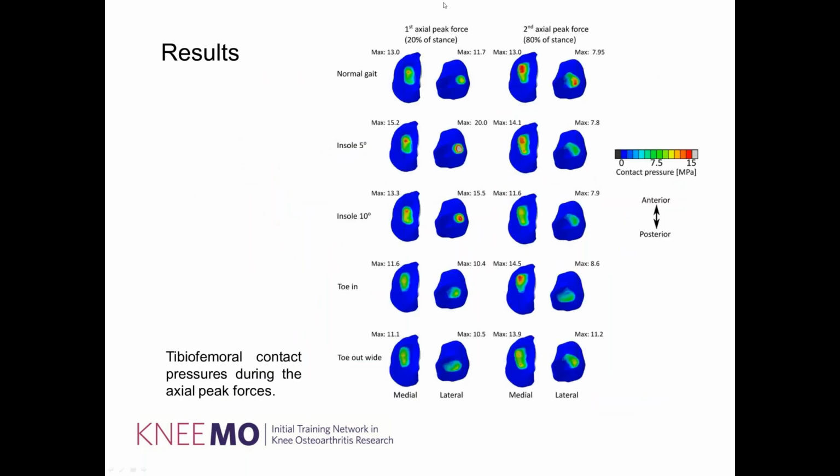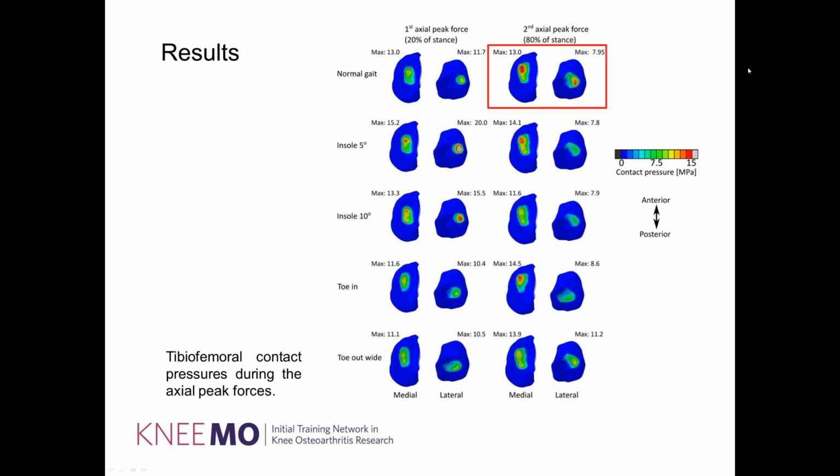Okay, so during the first axial peak force, the normal gait showed this kind of peak contact pressures, and we saw that neither of the insoles was able to reduce the peak pressures in the tibial cartilage surface in either one of the compartments. The toe-in was able to reduce the peak pressures by a little bit, surprisingly on both sides, and so was the toe-out wide method.